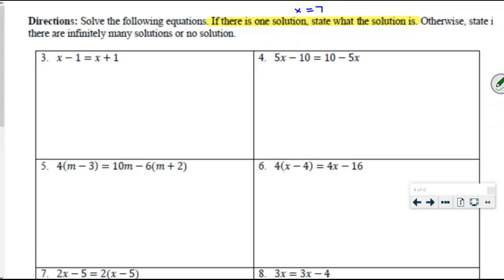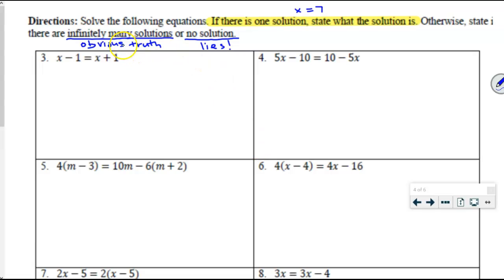But we also have these new options now as well, where it could be infinitely many solutions. We will write infinitely many solutions when we end up with an obvious truth. Variable disappears, but we have an obvious truth. We are going to write no solution when the variable disappears and we're left with an obvious lie.